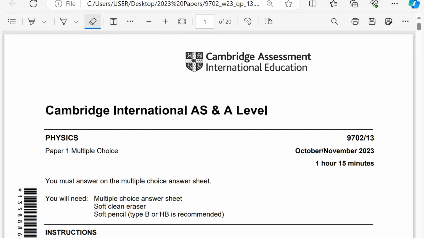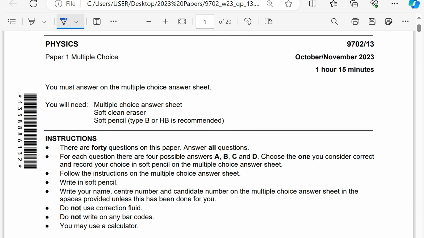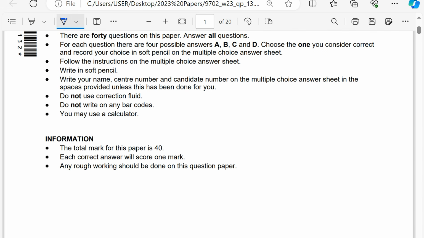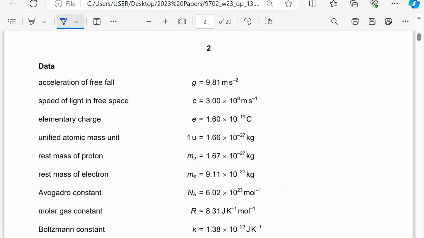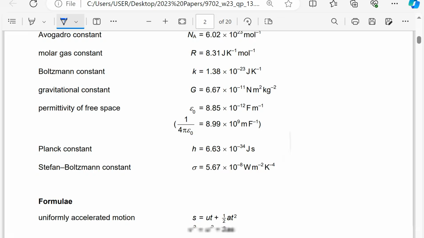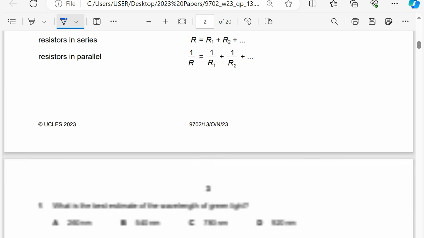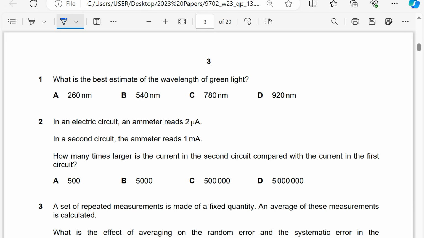Okay, so this is component 1-3, October, November 2023. The paper is 1 hour and 15 minutes, so I will not waste time to go through the instructions. They are always the same. Total mark is 40. You can go through the document, the constants, the formula which are always provided.